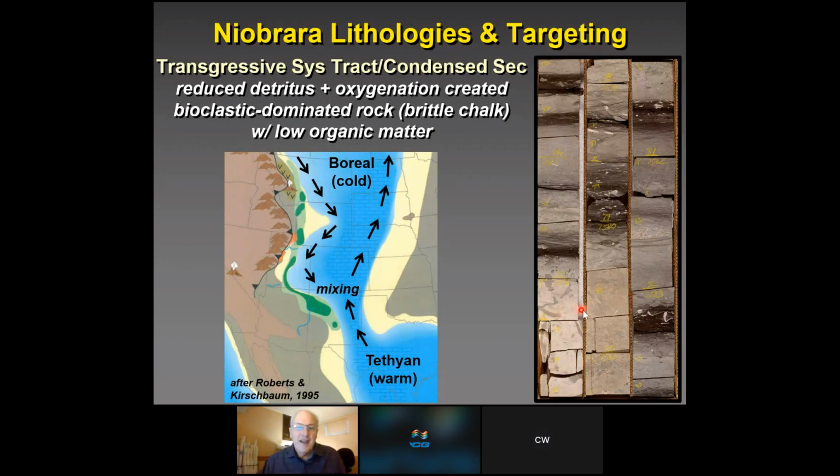But we might have had high productivity and high organic matter, but because of the oxygenation, all the burrowing organisms, you can see the burrows here and here and here, it removed the organic matter. So that's what the chalks look like.